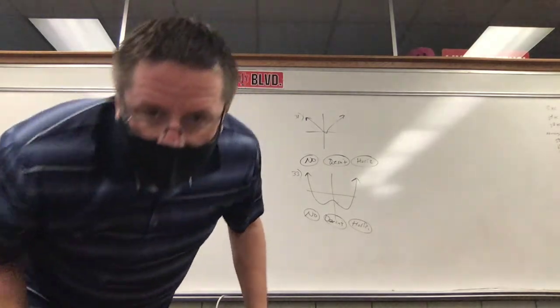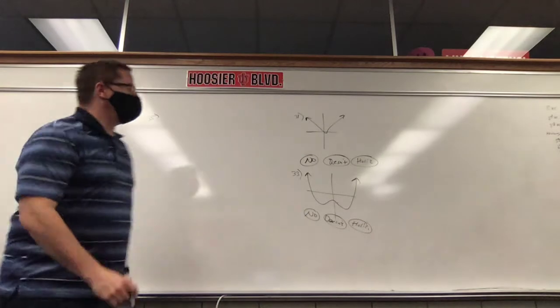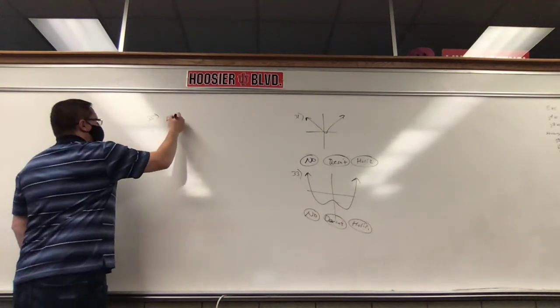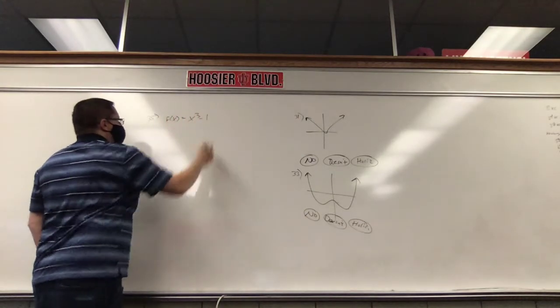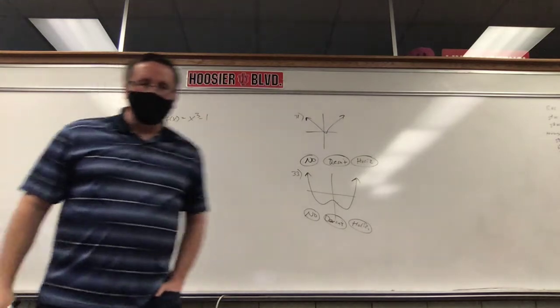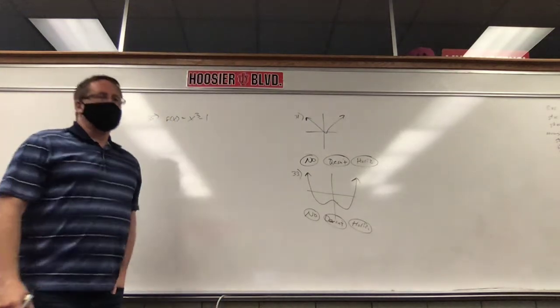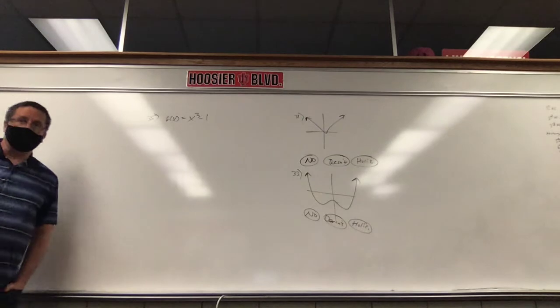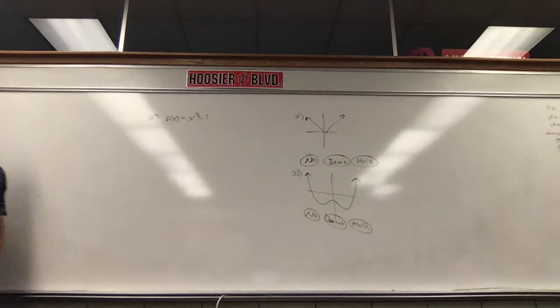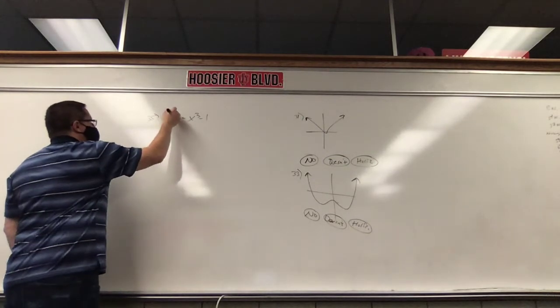f of x is x to the third minus 1. Think about what I told you so far today. First off, I told you this months and months ago. I see f of x, we're going to write down what? The y. Okay? So I'm going to just cross that out and make it a y.